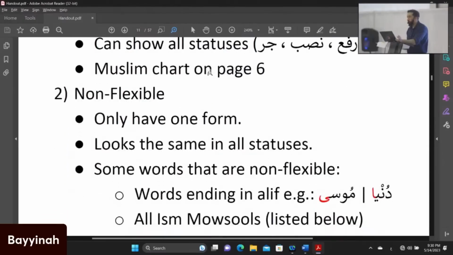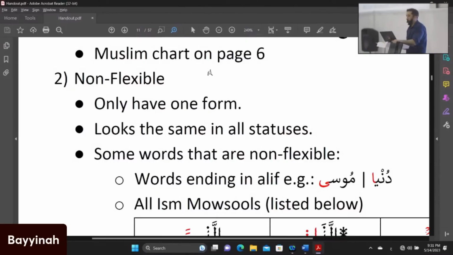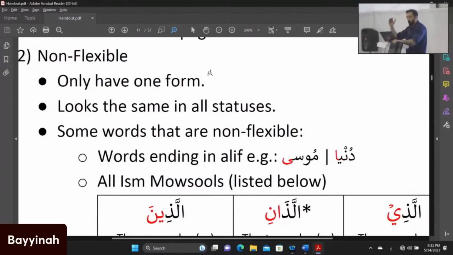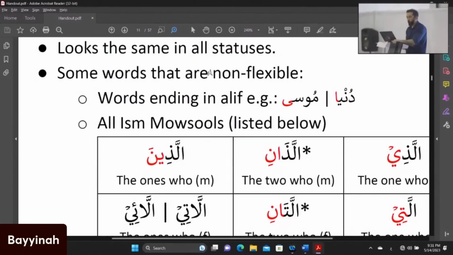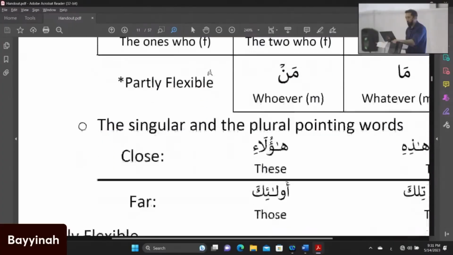Then we get to non-flexible, the extreme opposite. What do we learn about non-flexibles? They only have one form. Isa, Isa, Isa. Huda, Huda, Huda. Remember? One form, no changes. Looks the same in all statuses. Some words that are non-flexible are words ending with alif, like dunya and Musa. So dunya, dunya, dunya, Musa, Musa, Musa. And all ism mawsul. You don't know what ism mawsul are. We can skip this part because we don't know that yet.